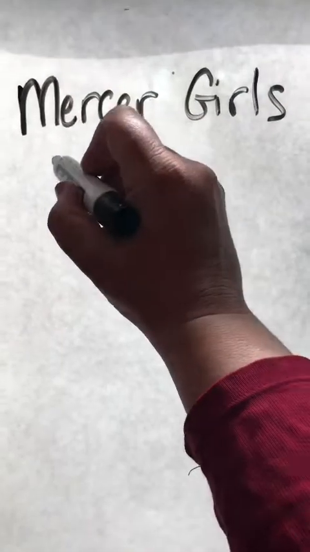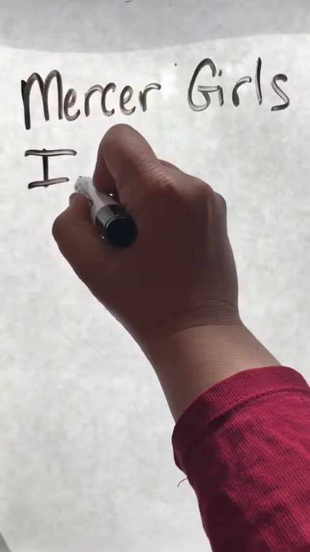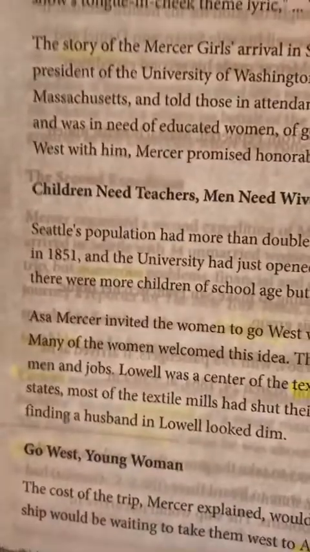So if Mercer Girls is my main topic, then I'm going to make my first Roman numeral 1 section be about one reason why they came. Well, it says here, the one reason why they came is because children needed teachers. Okay, great. Well, let's write that.